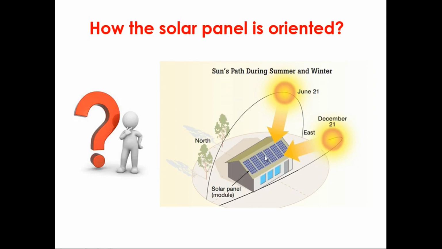In the case of the southern hemisphere, where the least number of people are living, they orient their panels towards the north. As we are in India, we can talk about panels oriented towards the south because we are in the northern hemisphere. So the panels are oriented towards south and at an angle of latitude.